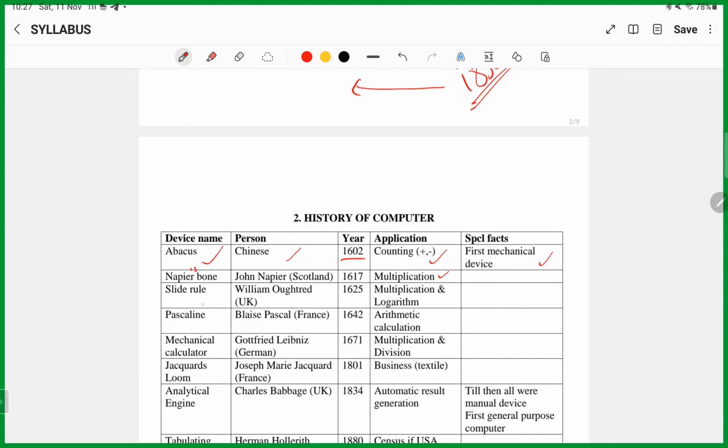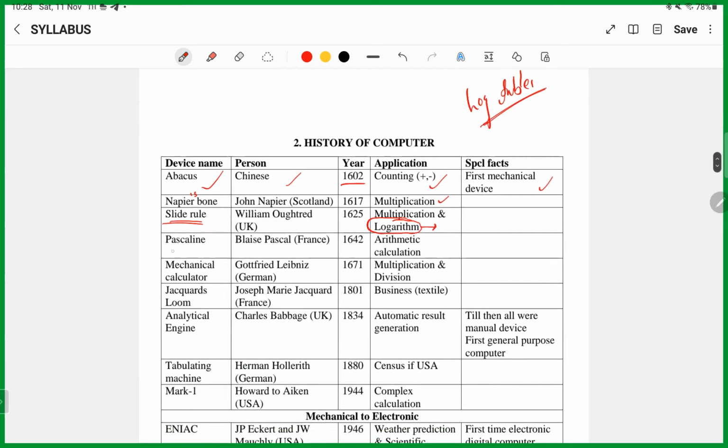Next, slide rule, William Oughtred. Here, the important thing is logarithm. So logarithm has changed something. William Oughtred, in 1625, used multiplication and logarithm. You might have seen logarithm, no? How many of you have solved using log tables? Logarithm plays an important role. Presently, if you have to know programming language and all those, logarithm plays an important role. So log tables, and based on that you need to solve. So that was named a slide rule. It was introduced by William Oughtred.